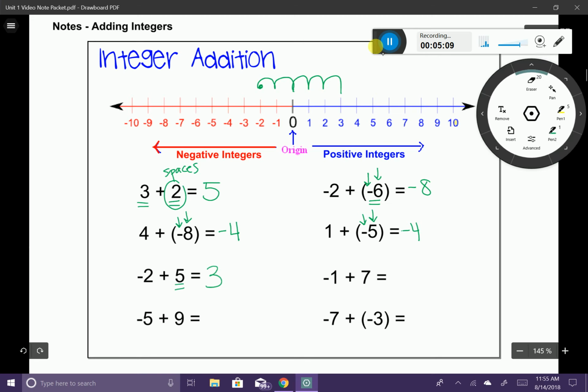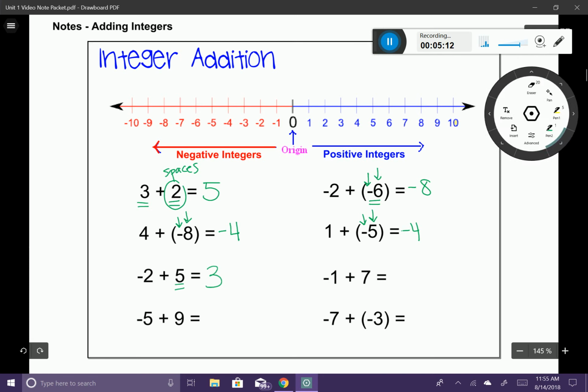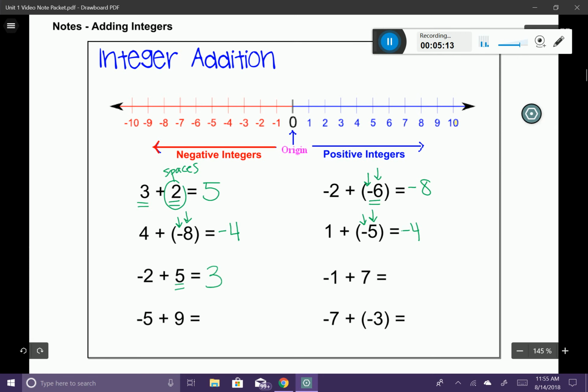Alrighty, -1 plus 7. So -1, and I want to add +7. So I'm going to get to my reference point, and if I get to my reference point like this, that's 1 space. How many spaces left do I have? Well, if I had 7 and I use 1, I only have 6 spaces left. 1, 2, 3, 4, 5, 6.